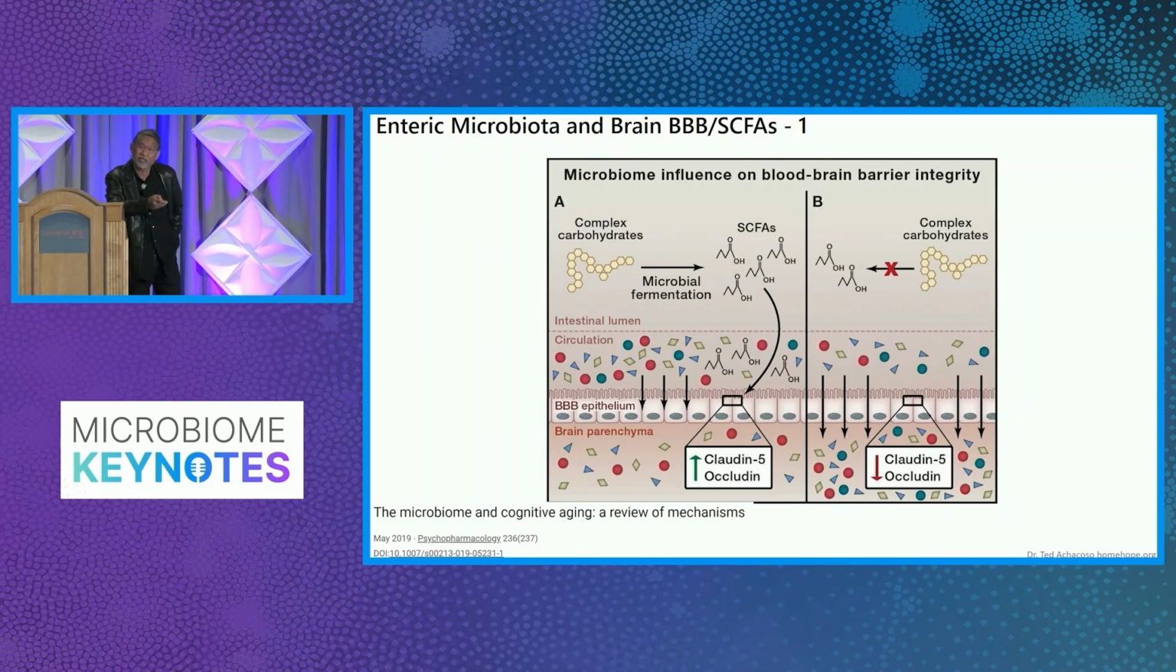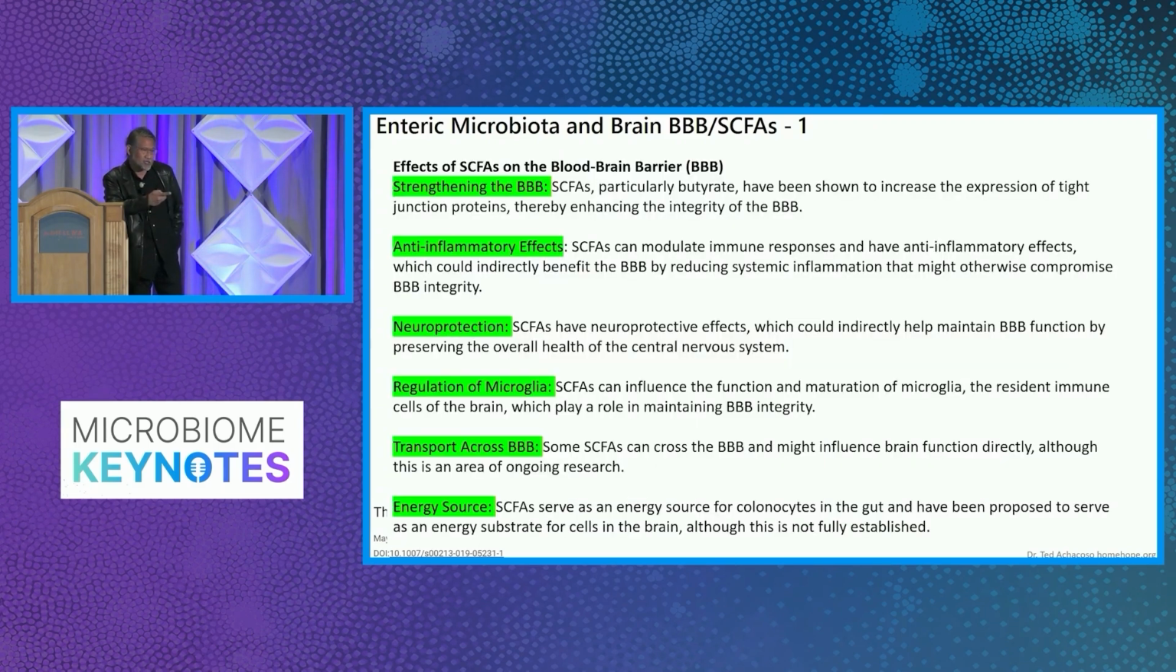As you can see, short-chain fatty acids, you have to have the levels such that they actually promote and strengthen the blood-brain barrier. It has an anti-inflammatory effect. It's neuroprotective. It regulates the microglia. Some of the SCFAs can actually cross the blood-brain barrier, right? And it's an area of ongoing research, and it can serve as an energy source in the brain, such as butyrate, which is the primary energy source for your colonocytes.